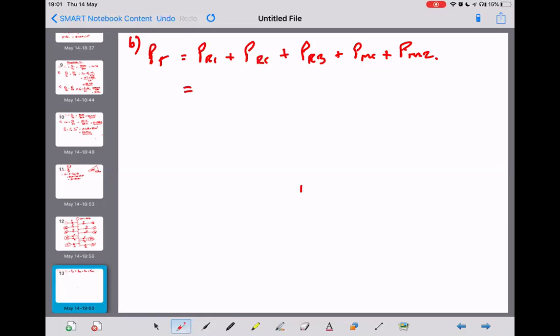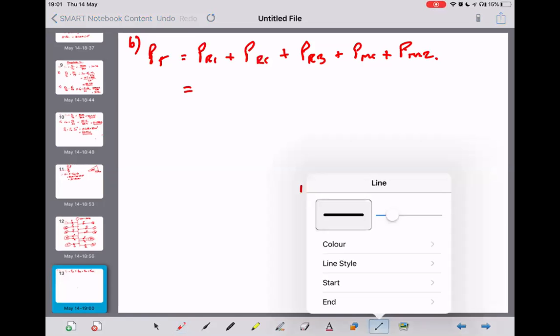So that is all those powers added together. I don't think I'm going to write them all out. What was your answer? I got 75.1 kilowatts.